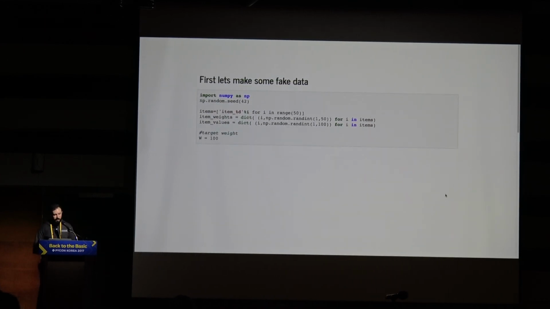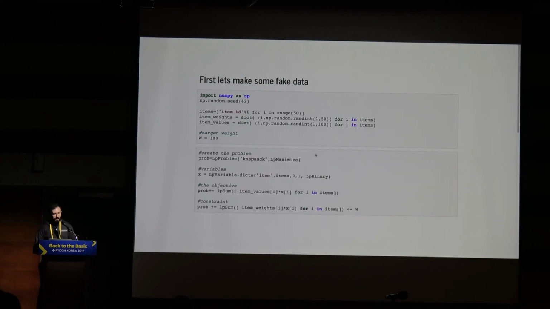So let's take a look at the code now. For this talk, I've just made some fake data, and this is not very interesting. And just like before, we make a problem variable. This time I want to maximize it, so I use LP maximize. Then the next thing is to create the variables, and I do this a little differently this time. Instead of doing it one by one, I use LpVariable.dicts. And what this gives me is a dictionary of LP variable items, where the keys of the dictionary are the names of the items. So it makes it really convenient to work with it.